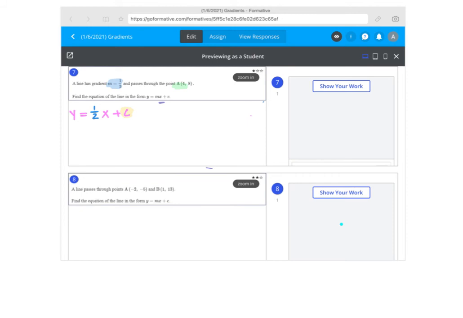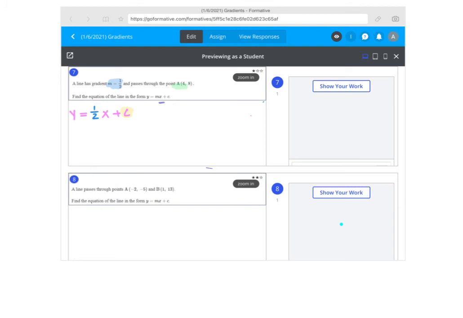Now for the final example, we have a line that passes through the points (-2, -5) and (1, 13). Find the equation of the line in the form y = mx + c. With this one, we're only given 2 points, right? So that means we're going to have to use the formula m = (y2 - y1) / (x2 - x1). So that's what that means.